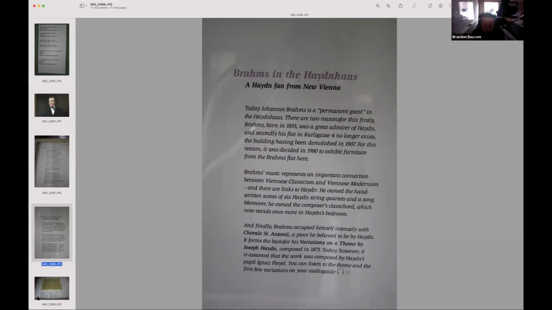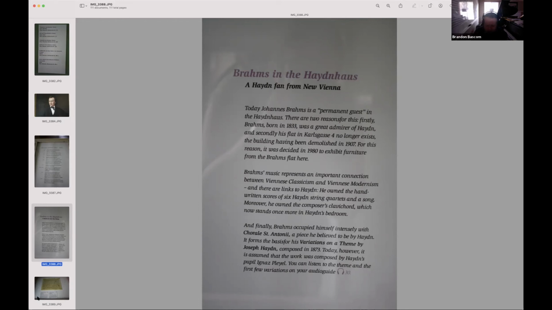Brahms's music represents an important connection between Viennese classicism and Viennese modernism, and there are links to Haydn. He owned the handwritten scores of 6 Haydn string quartets and a song. Moreover, he owned the composer's clavichord, which now stands once more in Haydn's bedroom. And finally, Brahms occupied himself intensely with Chorale St. Anthony, a piece he believed to be by Haydn. It forms the basis for his variations on a theme by Joseph Haydn, composed in 1873. Today, however, it is assumed that the work was composed by Haydn's pupil Ignaz Pleyel.